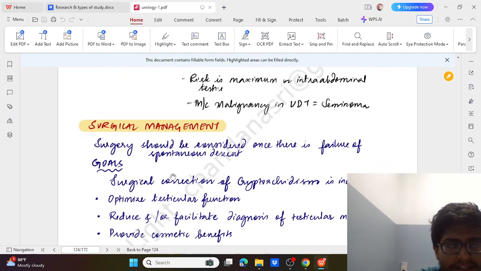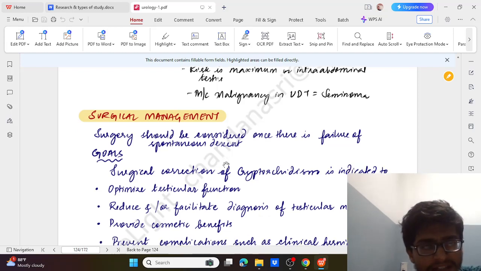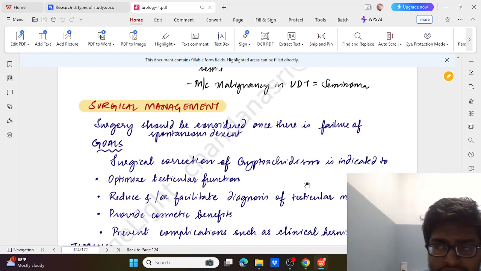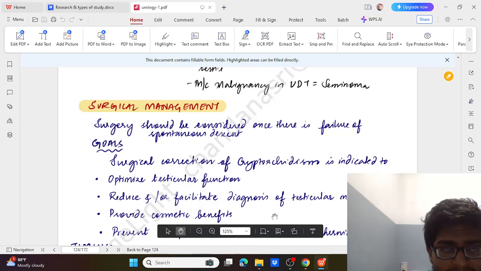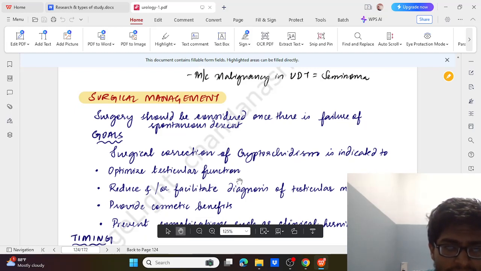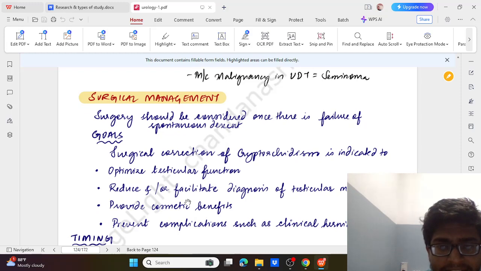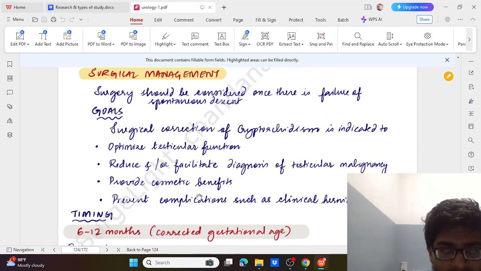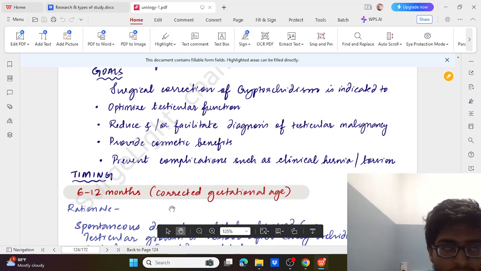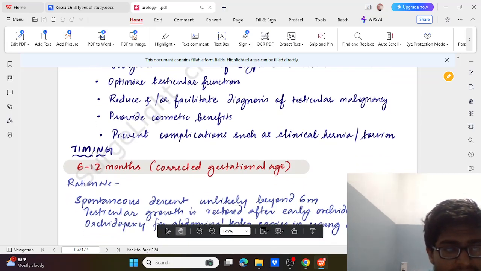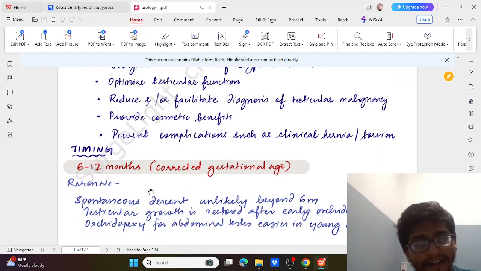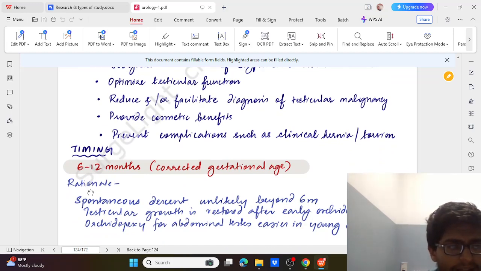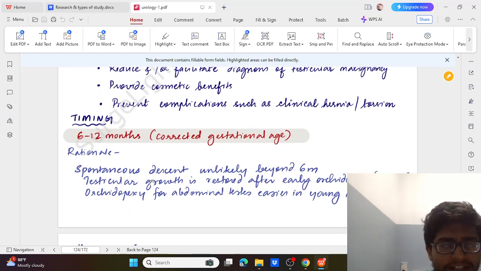Then surgical management. Surgery should be considered once there is failure of spontaneous descent after 3 months. Surgical correction of cryptorchidism, undescended testis, is indicated to optimize testicular function first, then to facilitate the diagnosis of testicular malignancy, provide cosmetic benefit, and prevent complications such as hernia or torsion. Ideal timing is 6 to 12 months, that is corrected gestational age. The rationale is that spontaneous descent is unlikely beyond 6 months.